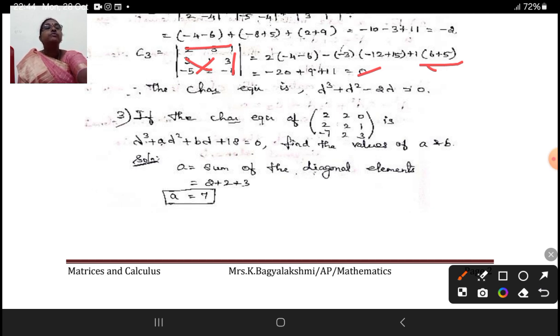Therefore the characteristic equation is lambda cube plus lambda square minus 2 lambda equal to 0.